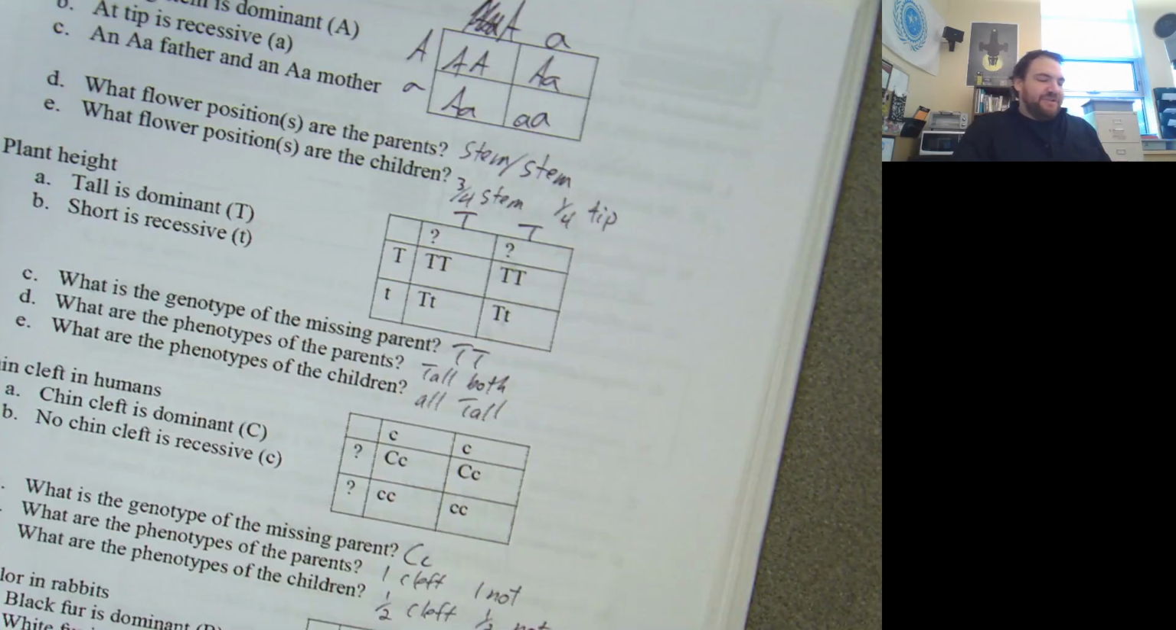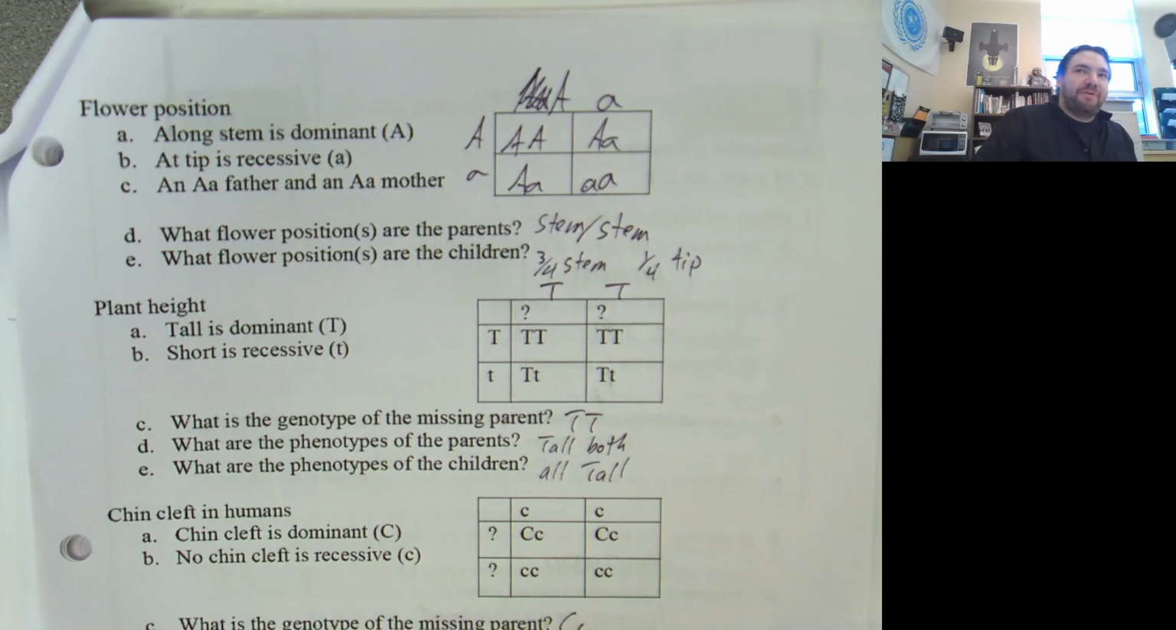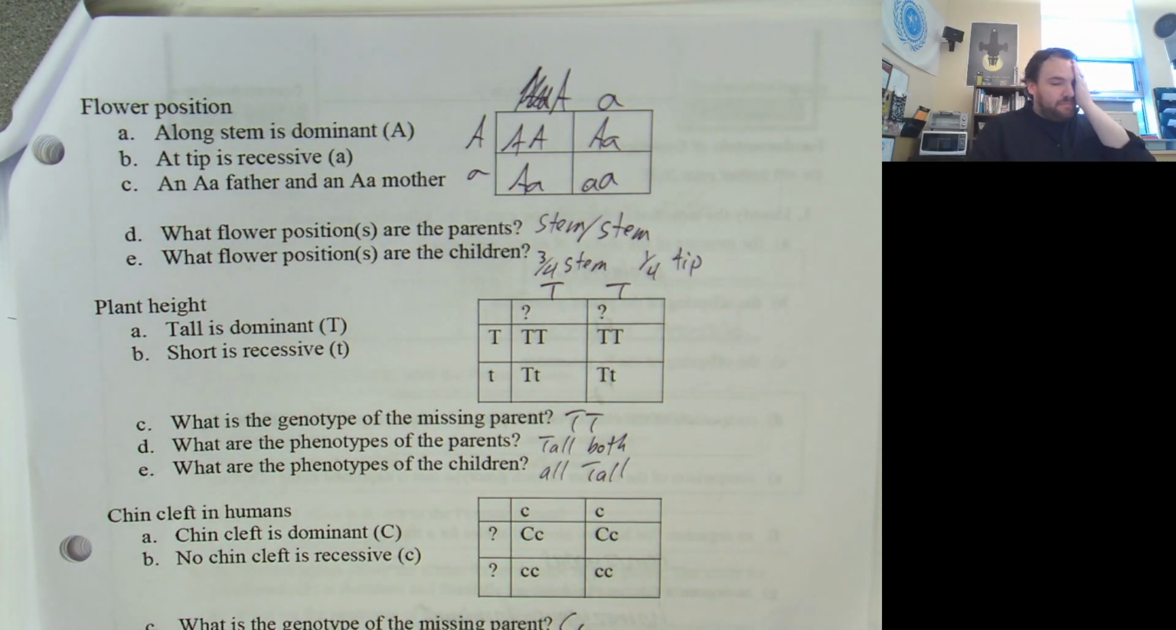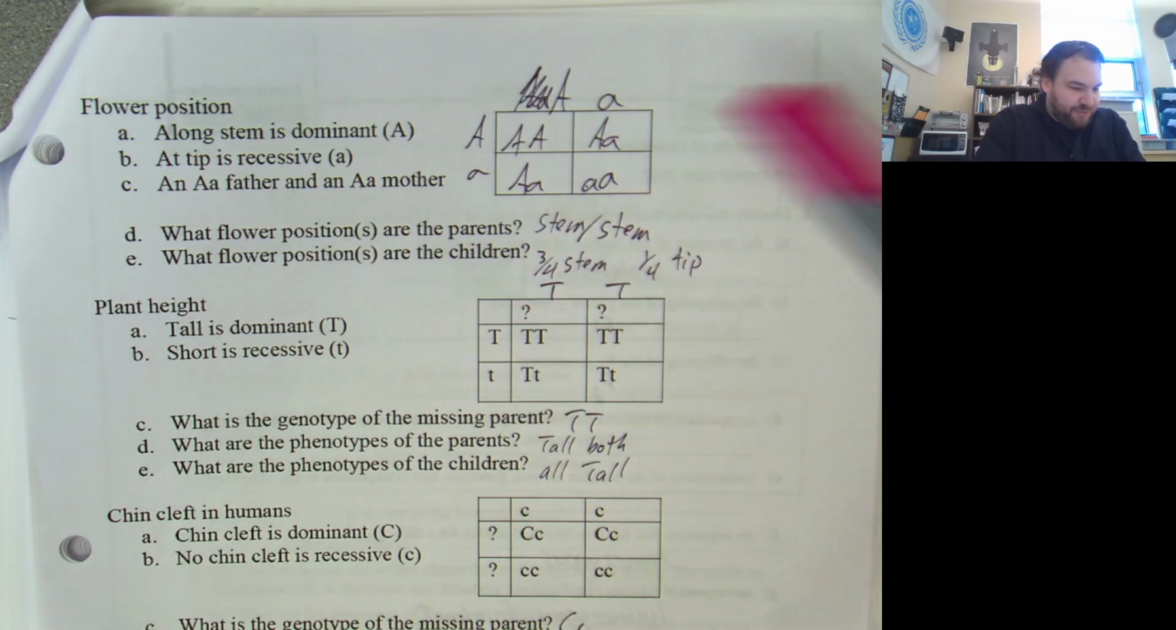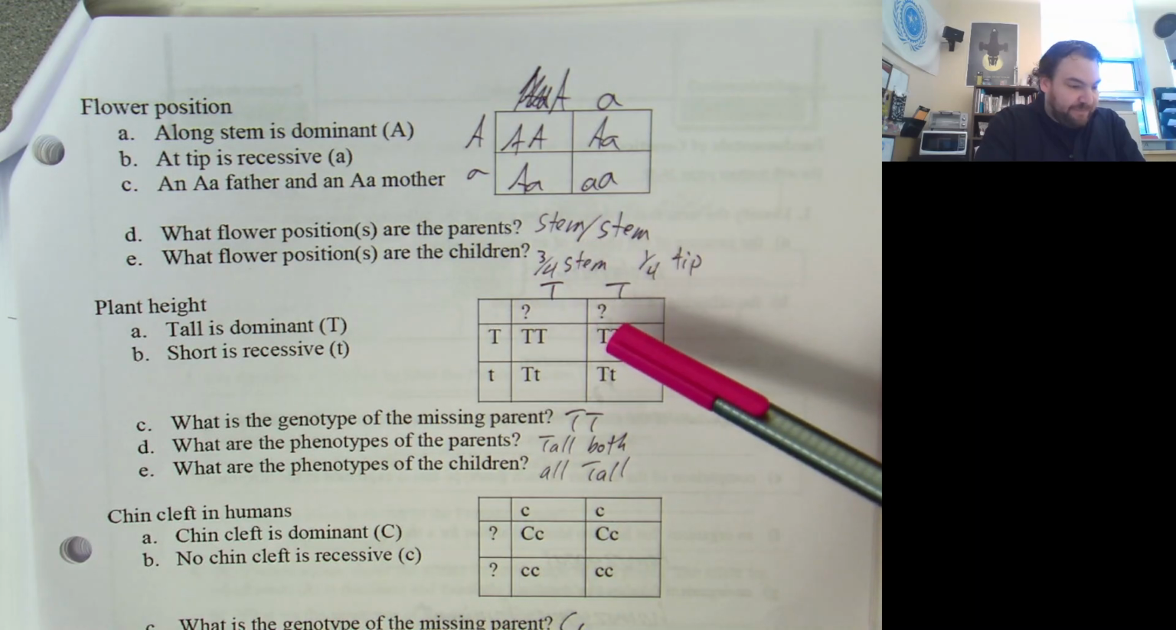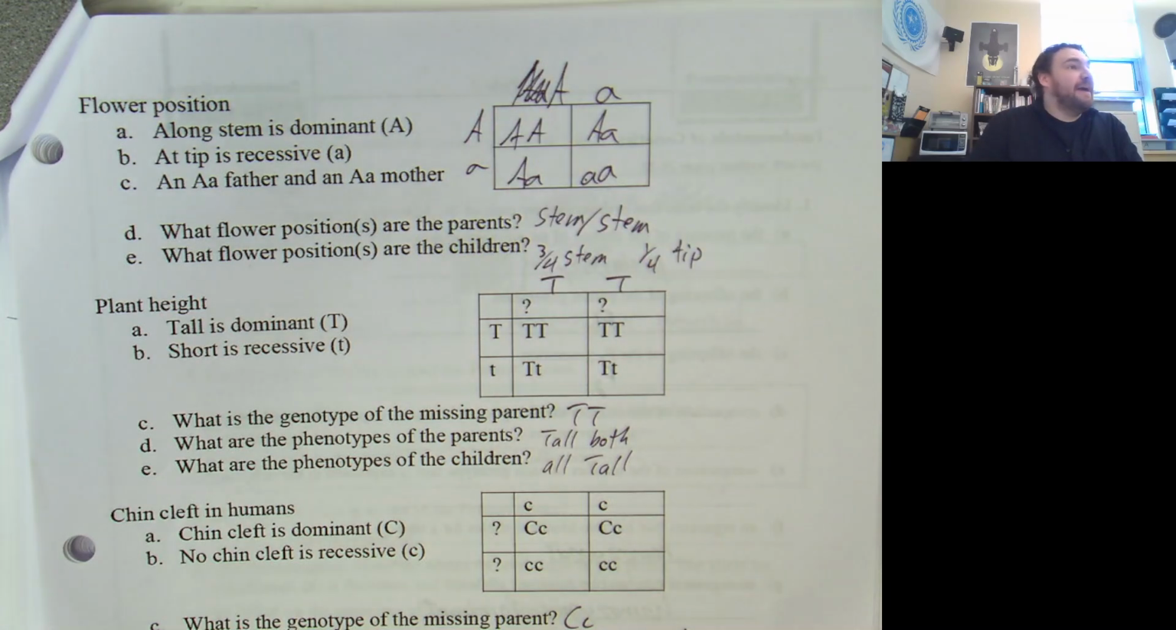Okay. Here's this page. I'll give you the top 3, and we'll take a look at the bottom one. In the flower position, that says stem, because the options are either stem or tip. Yeah, they're either along the stem or at the tip.